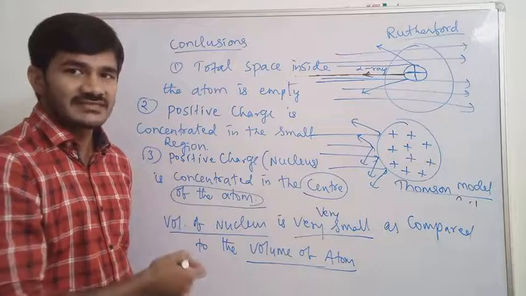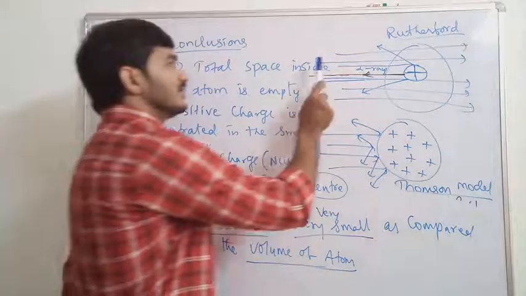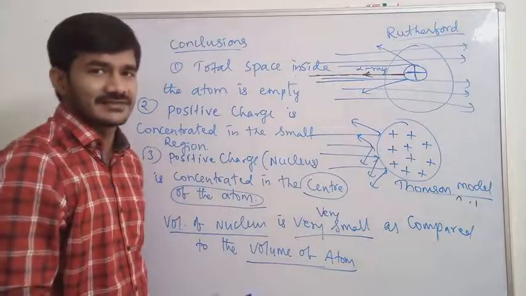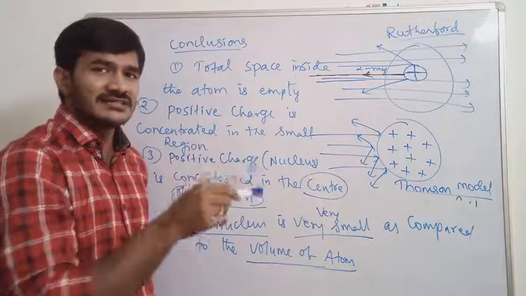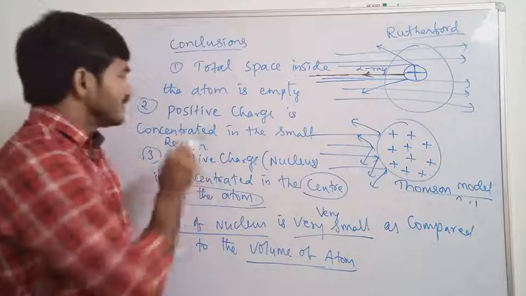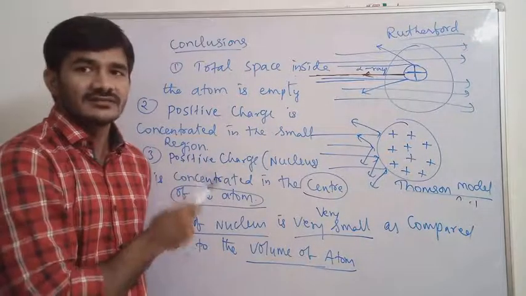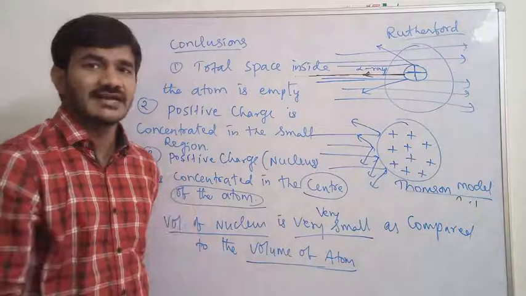Why has he given this kind of conclusion? Because most rays passing through the foil are undeflected. That's why the atom should be mostly empty. Next, positive charge is concentrated in a small region. This is based on the second observation.